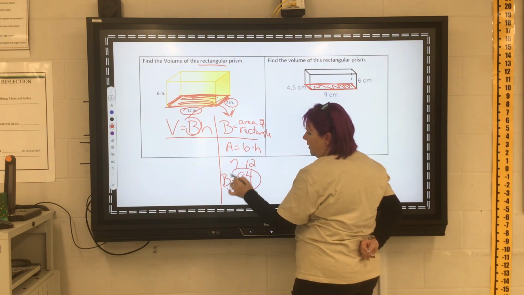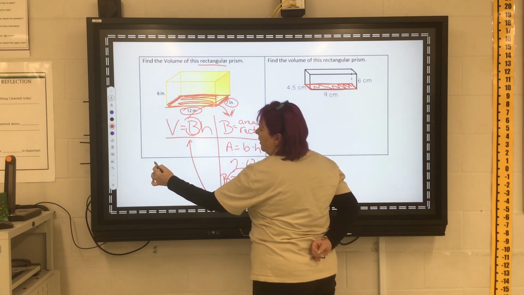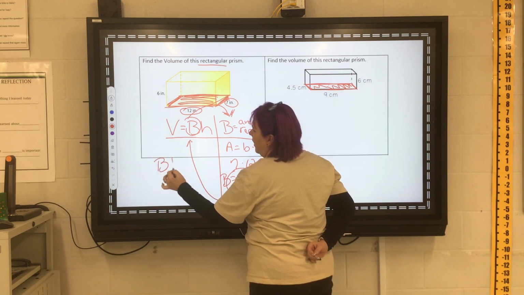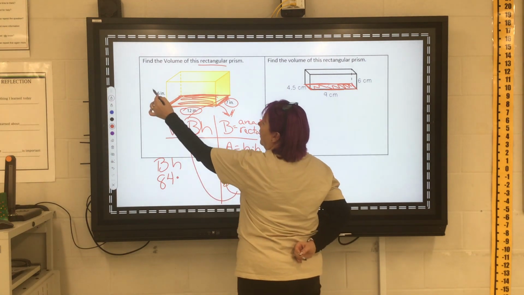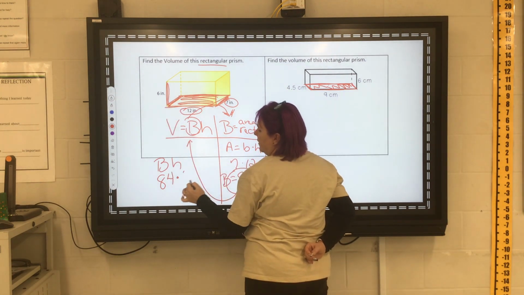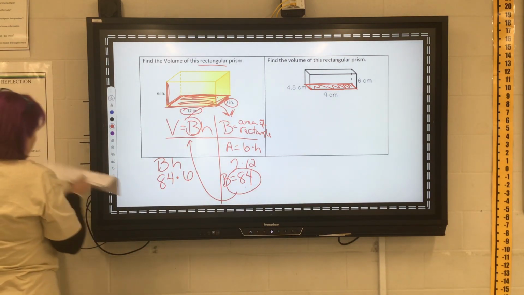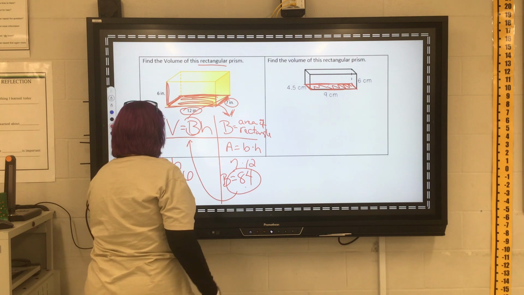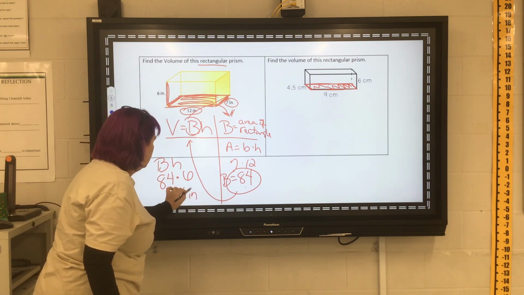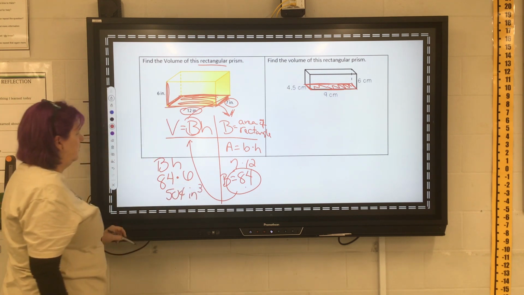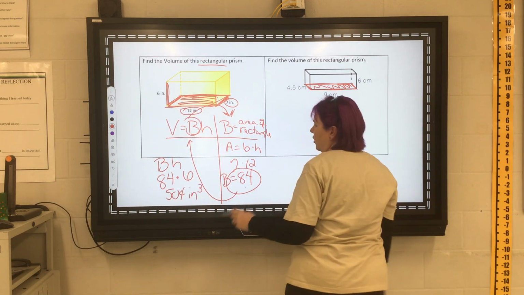So I'm going to take this number and finish my circle, pull it out, now I'm putting it back in. So I've got BH, and I've got 84 times my height, which is over here, times 6. And 84 times 6 is 504 inches cubed. Okay, so inches, we multiply 3 numbers so we get inches cubed.